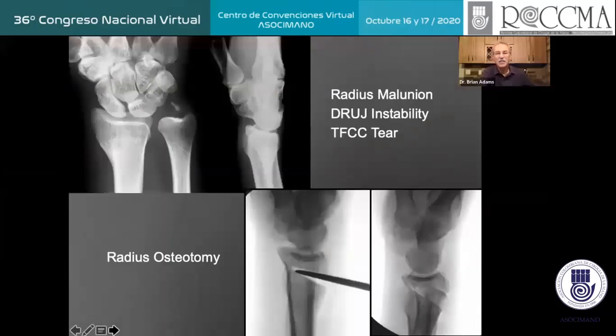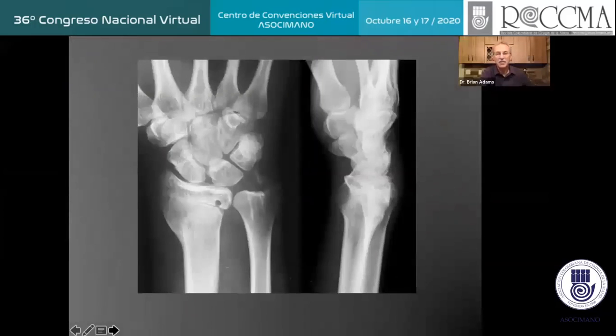If you need to do an osteotomy at the same time as a ligament reconstruction, I recommend that you do the radius osteotomy and make the tunnels for the graft before you pass the graft. And as you can see here, that restored both the radius and the DRUJ.